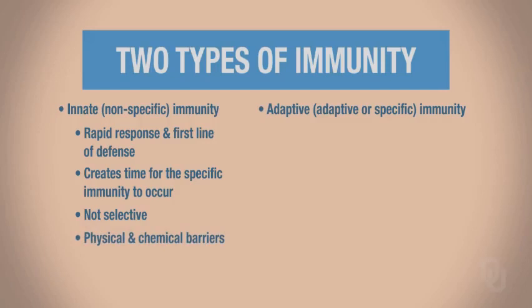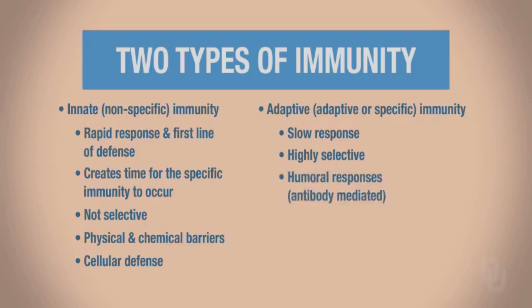The innate immunity involves physical and chemical barriers, and it also includes cellular defenses. Now, once the innate immunity has occurred, then the next type of immunity that will kick in is the acquired immunity. It's a slow response. And so, because it's a slow response, it's very selective in what it's killing. It may kill a specific bacterial cell or a specific virus. And specific immunity includes two different types of responses: humoral responses, which are also called antibody-mediated responses, and cell-mediated responses, which are also called cytotoxic lymphocytes.